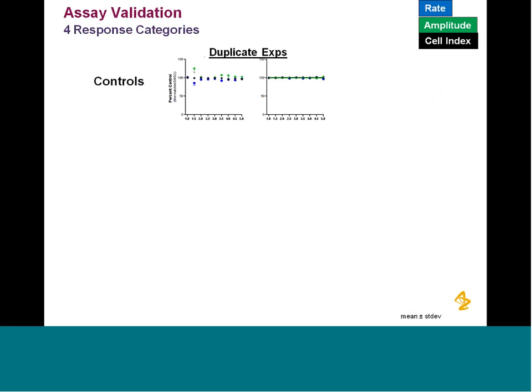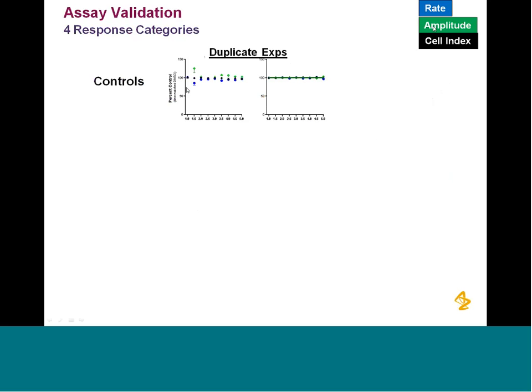I do want to show you essentially from the rat perspective, which I am most familiar, 4 classes of responses among those compounds of the contractility set. And just to show you, again, the quality of the data, I'll show you duplicate experiments. In fact, it was 3 experiments, but I'll just show you 2 to keep it clean.